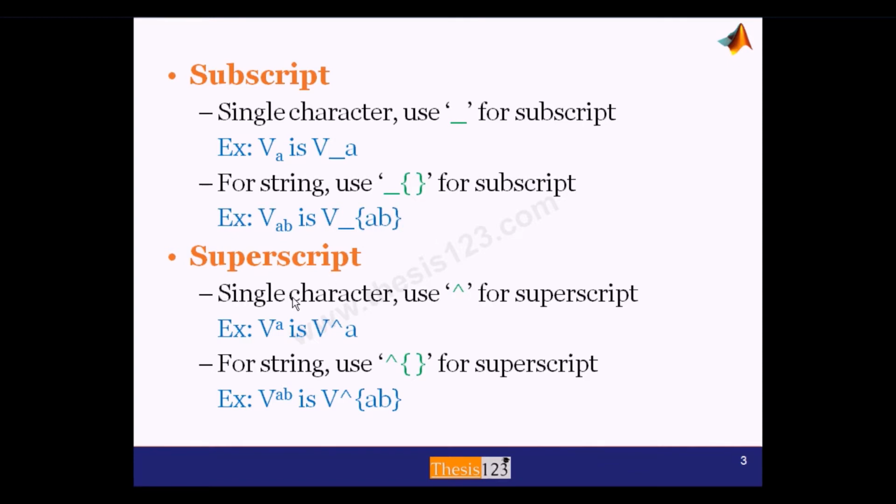Similarly, for the superscript, if you have a single character, then use the upper cap: v superscript a is nothing but v upper cap a. You have to use this in the text, like in an xlabel, ylabel, title, or text, something like that. And for the superscript, if you have a string of more than one or two letters, then you have to use the upper cap with curly braces, containing whatever you want as a superscript. Here I have used v superscript ab, which is nothing but v cap with curly braces ab.